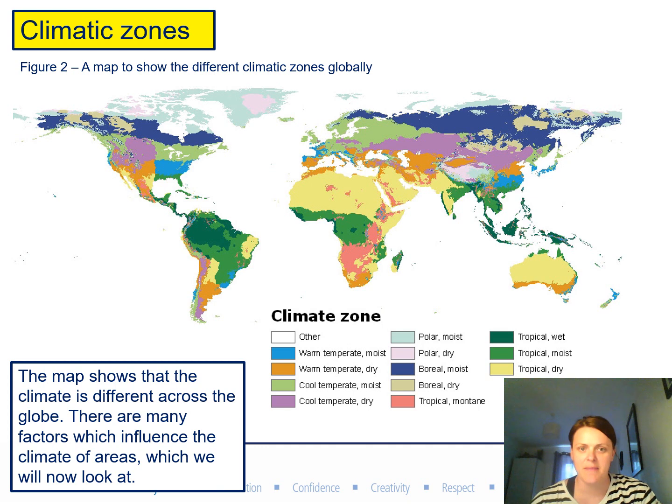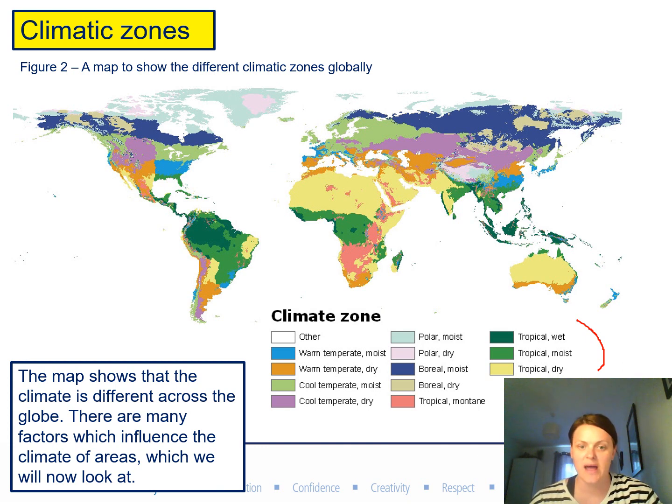Here you have a map of the world, and this map shows the different climatic zones across the world. So if we have a look here, in the key, you can see the different colours represent the different types of climate found in these regions. Now, if you remember back when we did our biomes unit, this is what we looked at, and we looked at where the rainforests were.